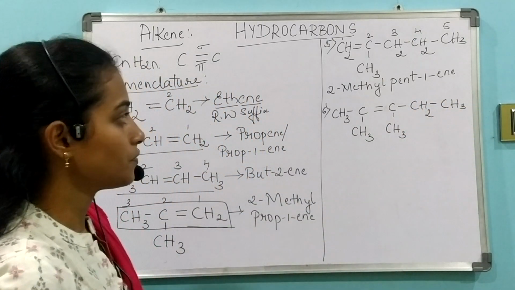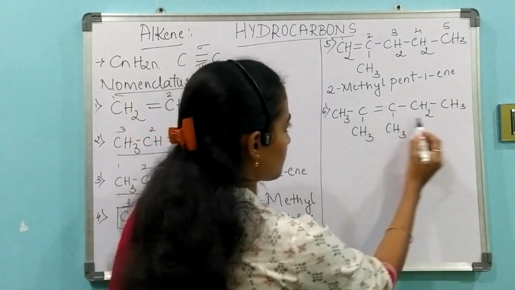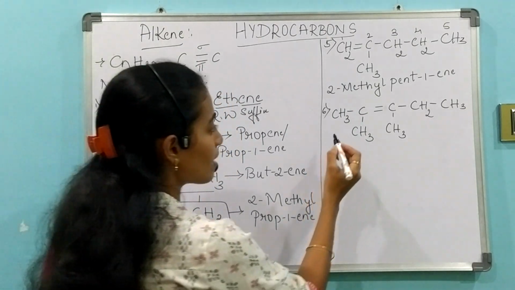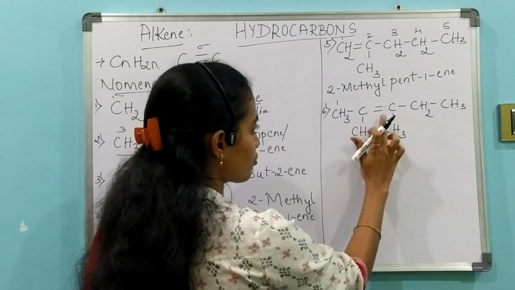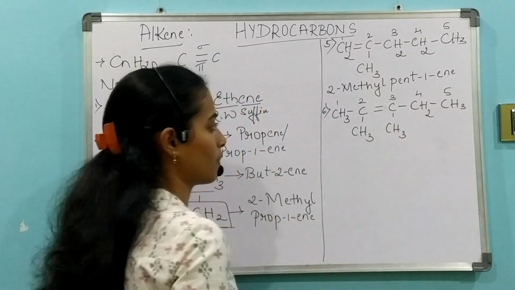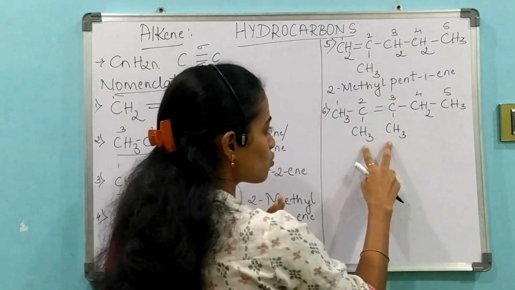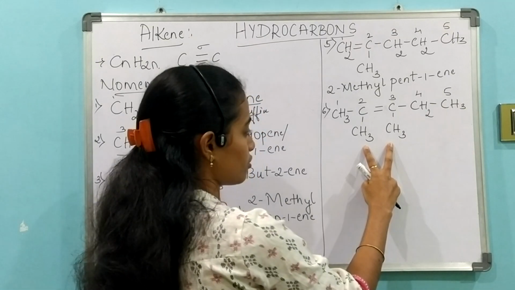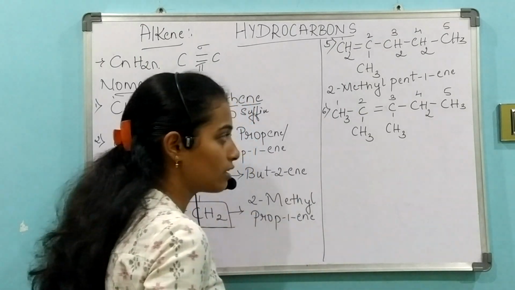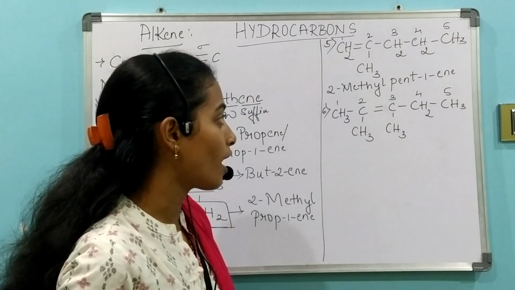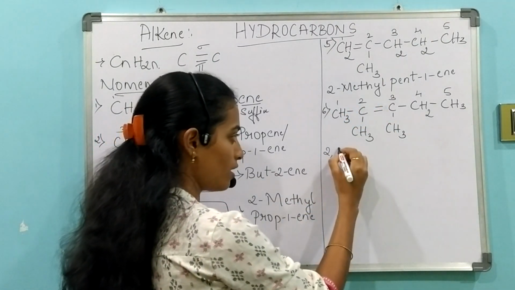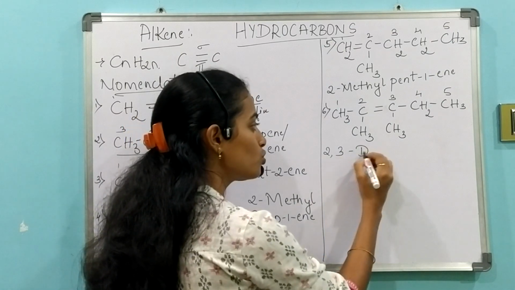Okay. Here, this is my parent chain. Start numbering it from the left hand side. Why left hand side? I have to give the smaller number to the double bond. 1, 2, 3, 4 and 5. If this is my parent chain, these two are the substituents present on the parent chain. See what are the substituents present here? Methyl groups. How many methyl groups you have? 2 methyl groups. And where do you have them? On carbon 2 and carbon 3, you have 2 methyl groups.